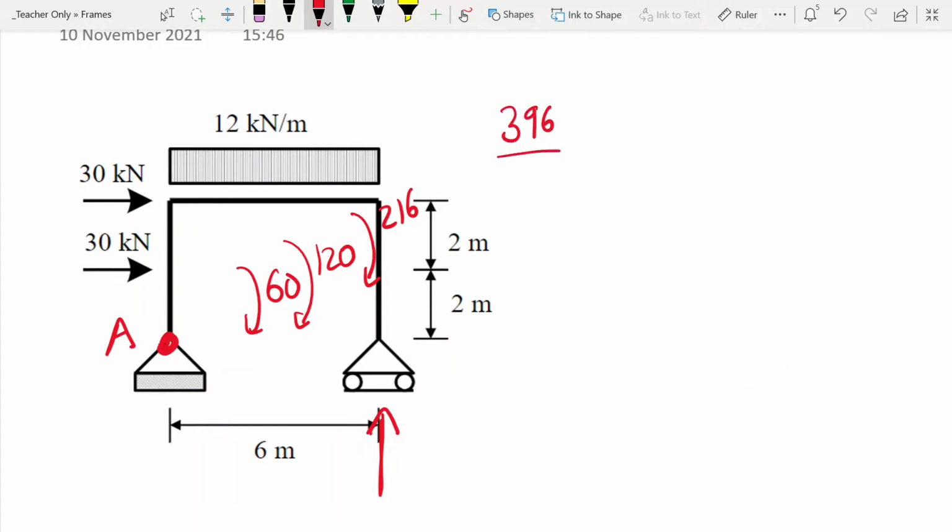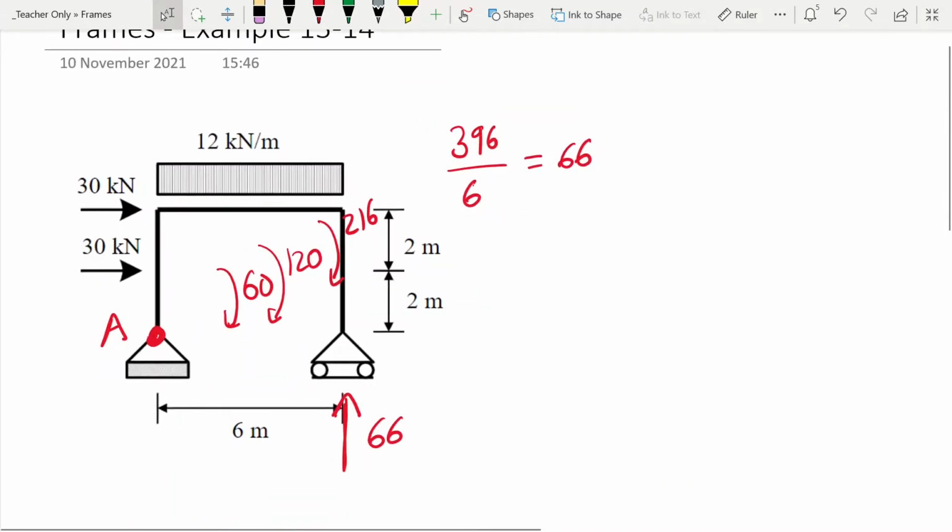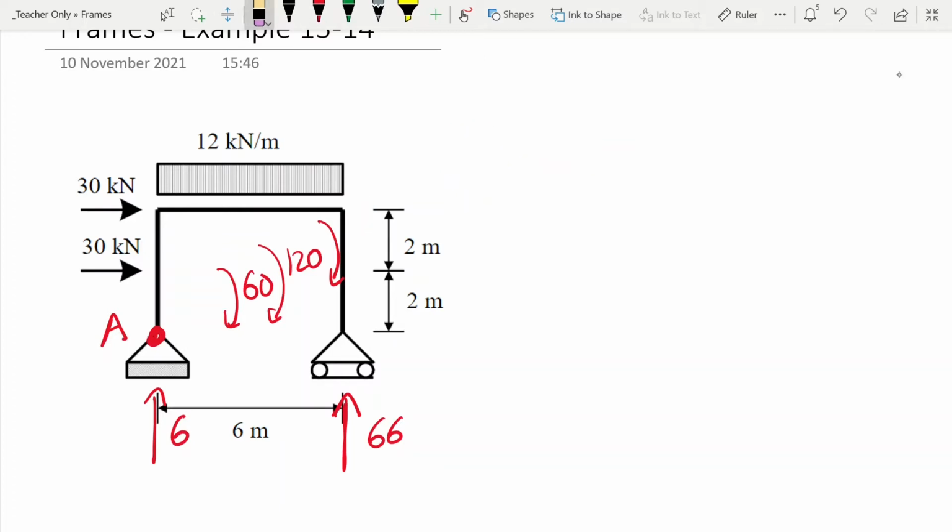If we divide that by 6, we are going to get this reaction here, which is equal to 66. Now that we know that reaction is 66 and the total load is 72, that means the reaction here at point A is just 6. And finally, we can get the horizontal reaction straight away. We have two loads of 30 pushing the structure to the right. That means we're going to get the reaction here of 60.